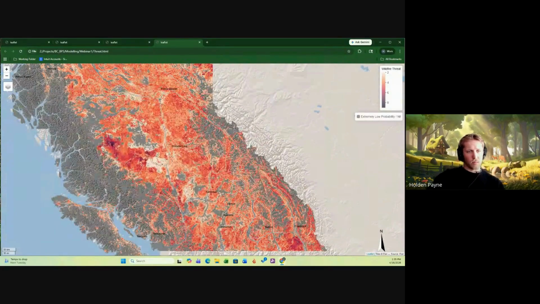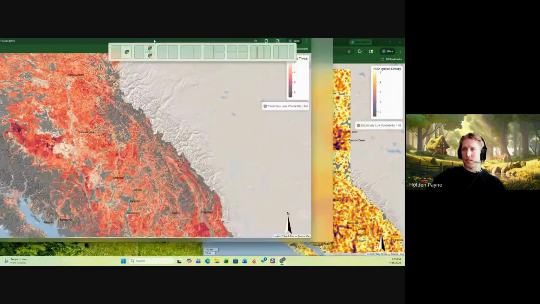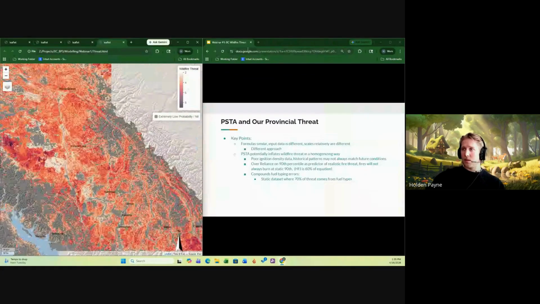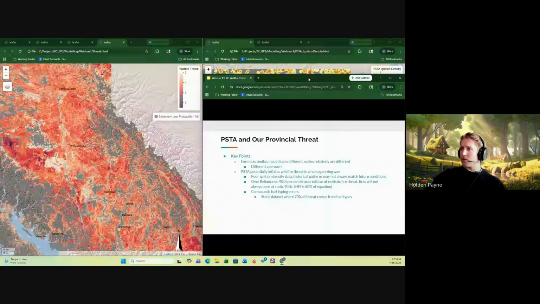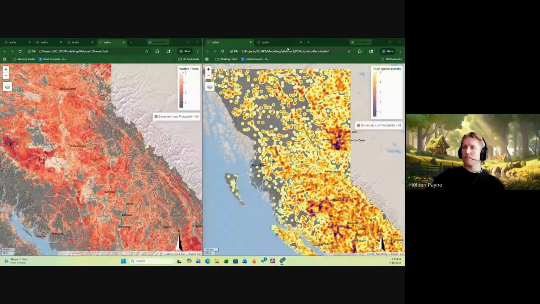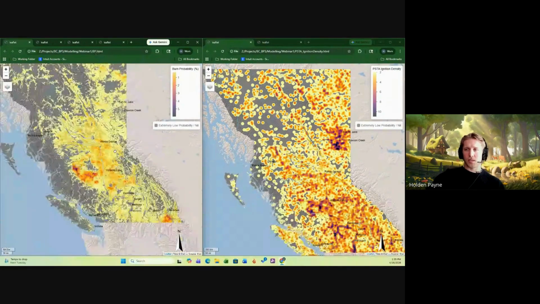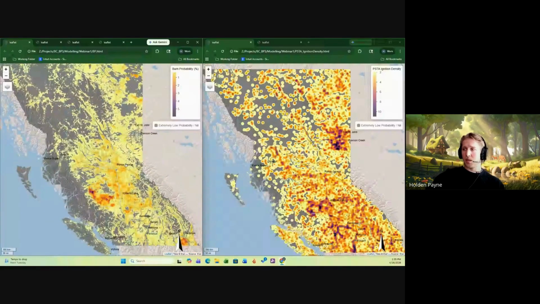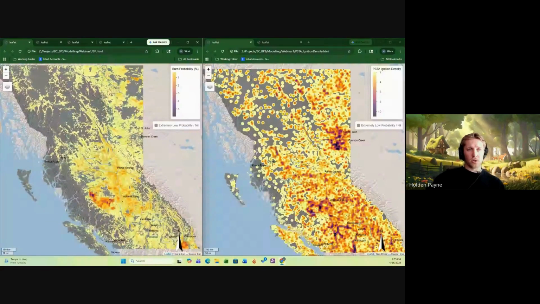And I think what will also be useful from here is to compare this to our PSTA. And so let me just get this up for you guys. So before we jump into threat from PSTA, I just wanted to give you guys an understanding of what goes into PSTA and why we think these data sets are good to be compared, but also to think about what they actually do.